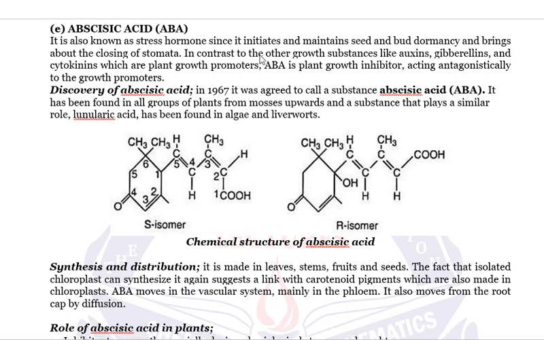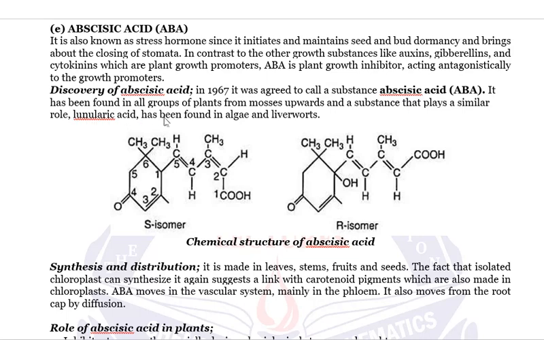So in contrast to other growth substances like auxins, gibberellins and cytokinins, which are plant growth promoters, abscisic acid is the plant growth inhibitor, acting antagonistically to growth promoters. The discovery of abscisic acid was in 1967, when it was agreed to call the substance abscisic acid. It has been found in all groups of plants from mosses up.